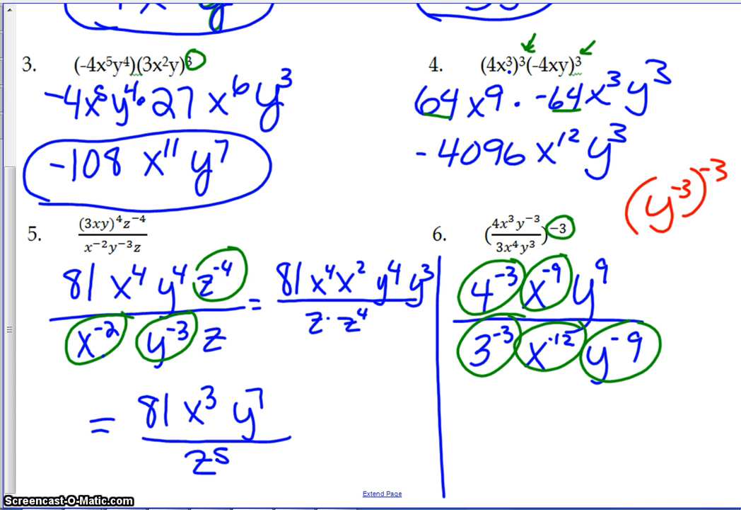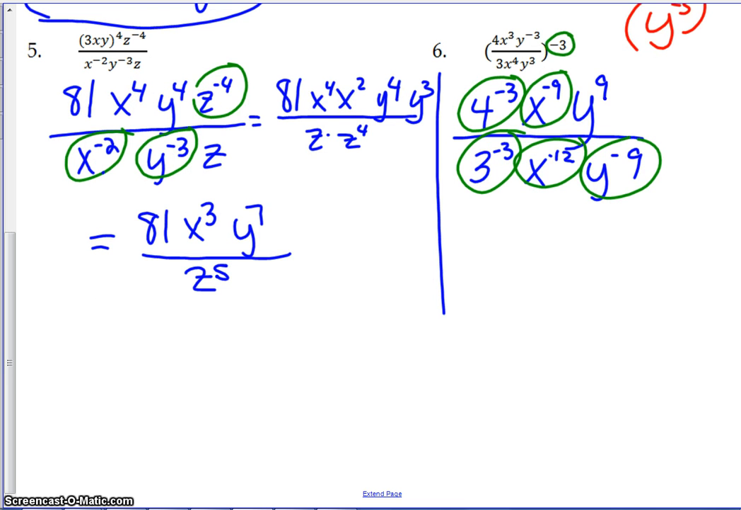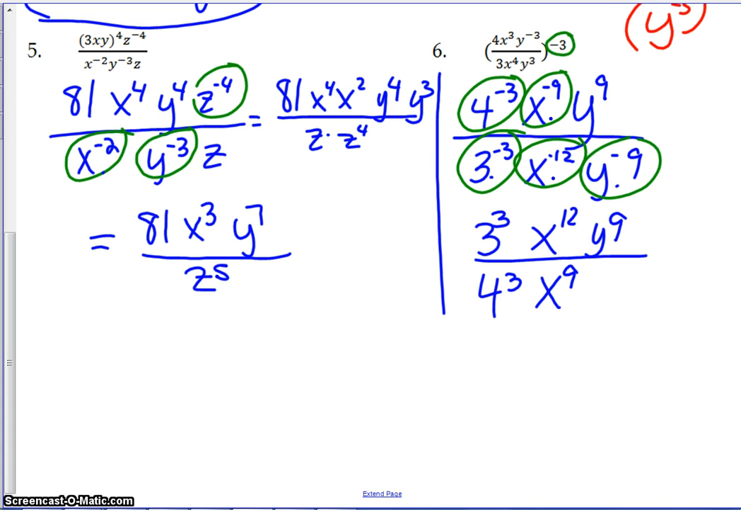And I have 5 of them, so there's a lot of things that I need to kind of move around. So the first thing I'm going to move around, 4 to the third is going to be in the denominator, and 3 to the third would be in the numerator. So those negatives got moved. My x to the negative 9 here, I'd put in the denominator. The y to the ninth, I'm going to leave in the numerator. I already moved this one. X to the 12th would now be in the numerator, and this y to the negative 9 would be also in the numerator.